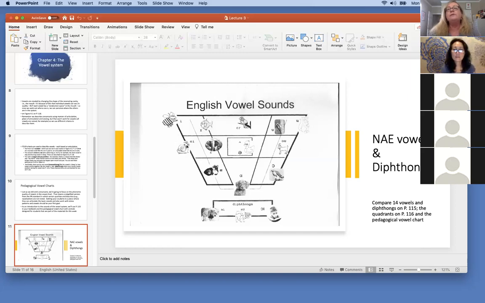You can say the vowels around the chart, and you should do that on a regular basis because it's really good muscle training. So you should certainly make your students do that on a regular basis.